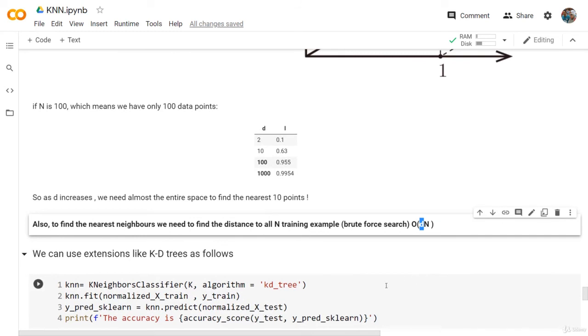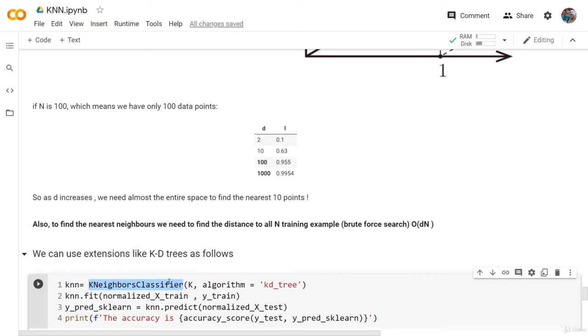Okay, so we have some extensions, and this is out of the scope for this course, but you can search it yourself. One of them is KD trees. If you go to KNeighborsClassifier inside sklearn, you will find that we have an algorithm parameter, and for the algorithm, we have something called KD tree. This KD tree will help you with the brute force search. So instead of going over dn, it will go over d log n. And this is a huge improvement.